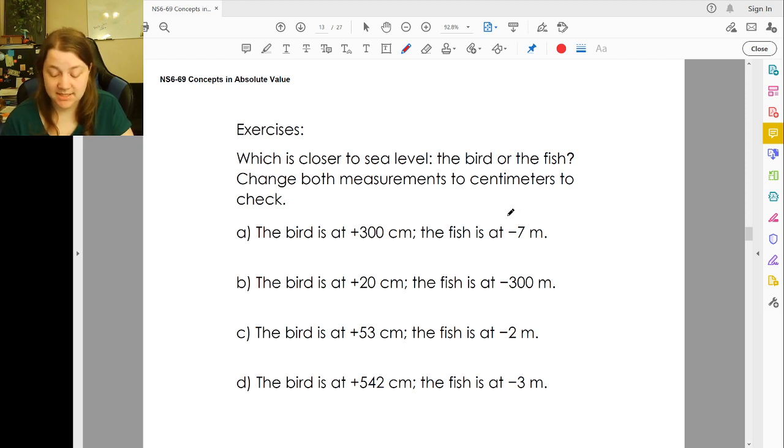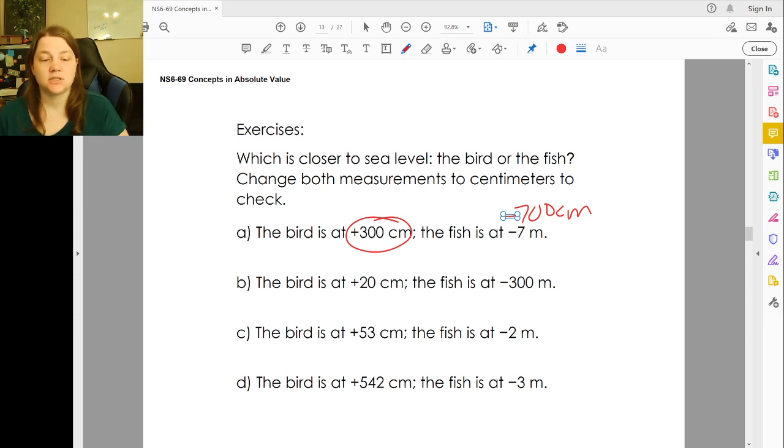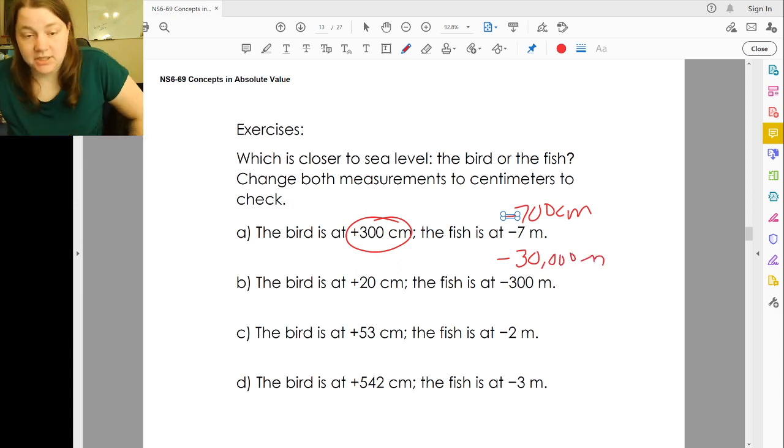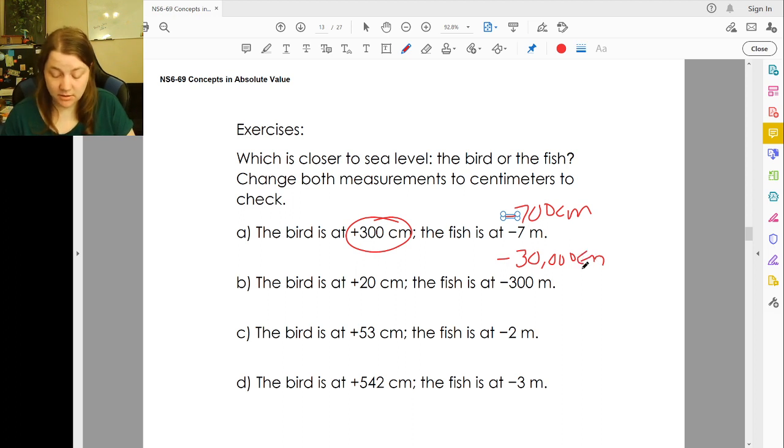Negative 7 meters is the same as negative 700 centimeters. So which one is closer? The bird, because the units were different. So if the bird is at 20 centimeters and the fish is at negative 300 meters, negative 300 meters is the same as saying negative 30,000 centimeters. So the bird is definitely closer.